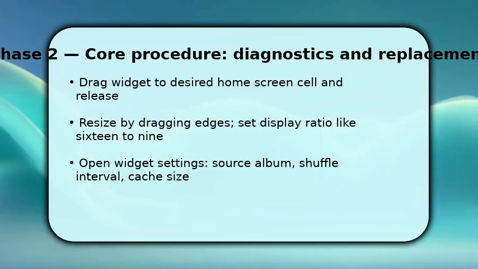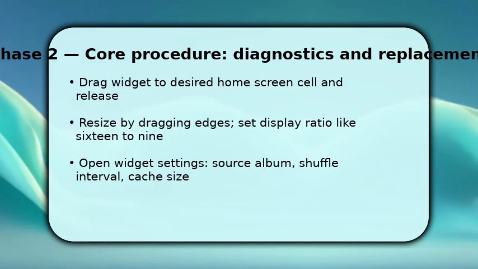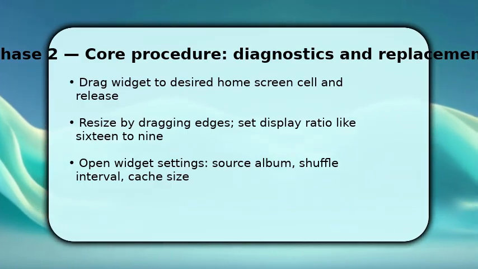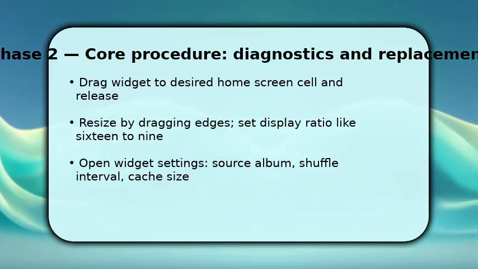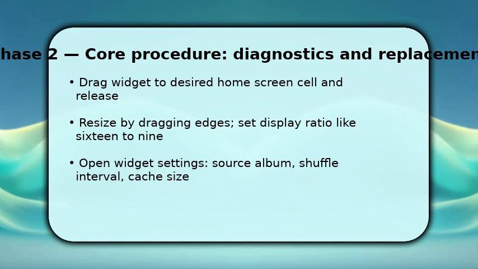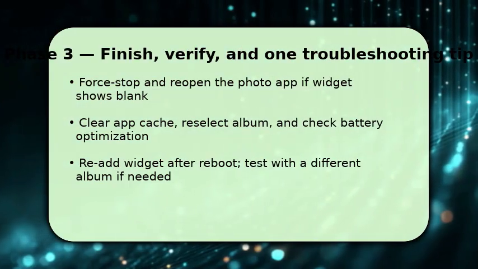Resize the widget by dragging corners so your photos crop correctly. Keep aspect ratio in mind. If the app offers offline syncing, enable it for reliable display when network is absent. To finish, verify photos appear and update as expected.